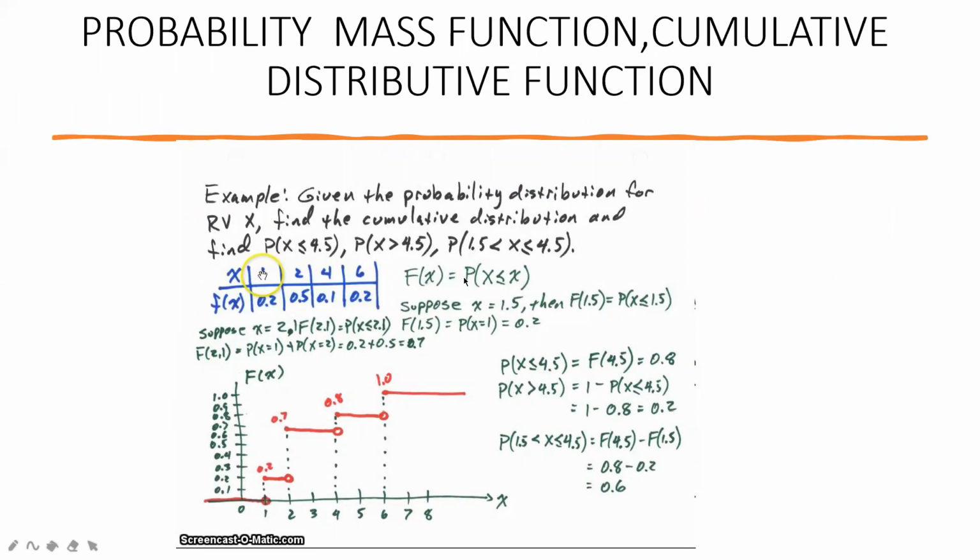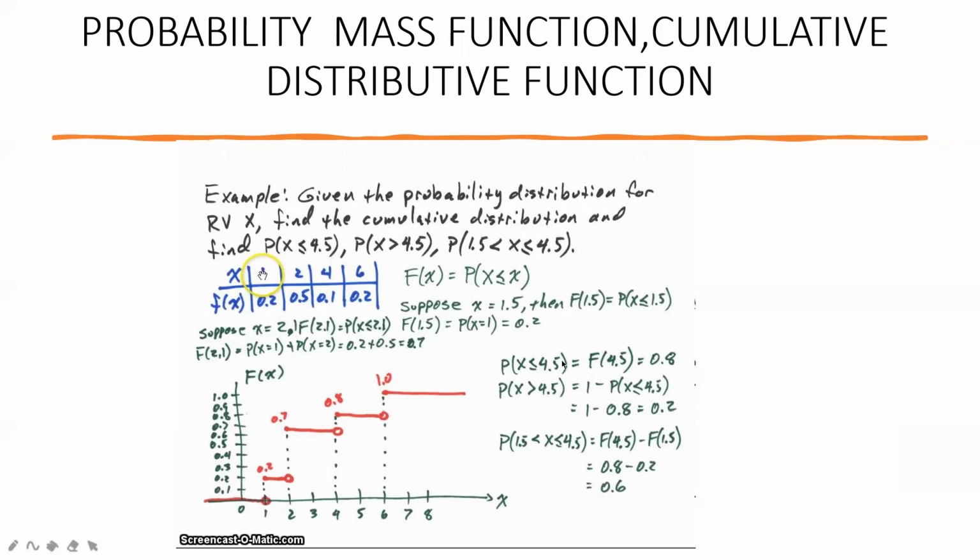We know that F(x) equals P(X less than or equal to x). So suppose x equals 1.5, then F(1.5) equals P(X less than or equal to 1.5). Suppose x equals 2, F(2) equals P(X less than or equal to 2). F(1.5) equals P(X equals 1) equals 0.2. F(2) equals P(X equals 1) plus P(X equals 2). That equals 0.2 plus 0.5, 0.7.